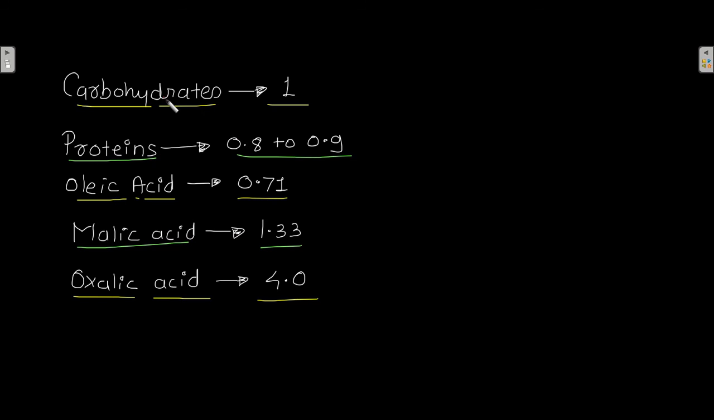For carbohydrates, the respiratory quotient is 1. For protein, it is 0.8 to 0.9. For oleic acid, it is 0.71. For malic acid, it is 1.33. And for oxalic acid, it is 4.0. These are some common substrates and their respective values of RQ.